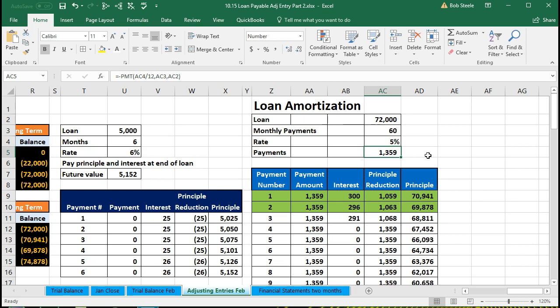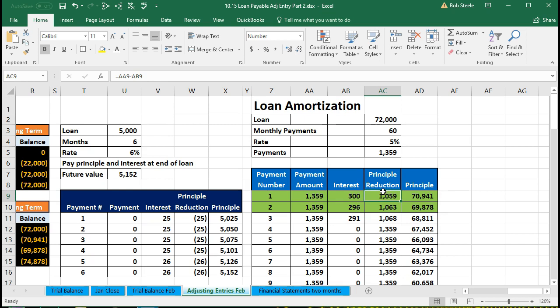What we may not often have is the table showing the breakout of the payment amount between interest and principal. This is going to be a typical loan. We pay it each month, and we need to break out the loan payment between interest and principal.